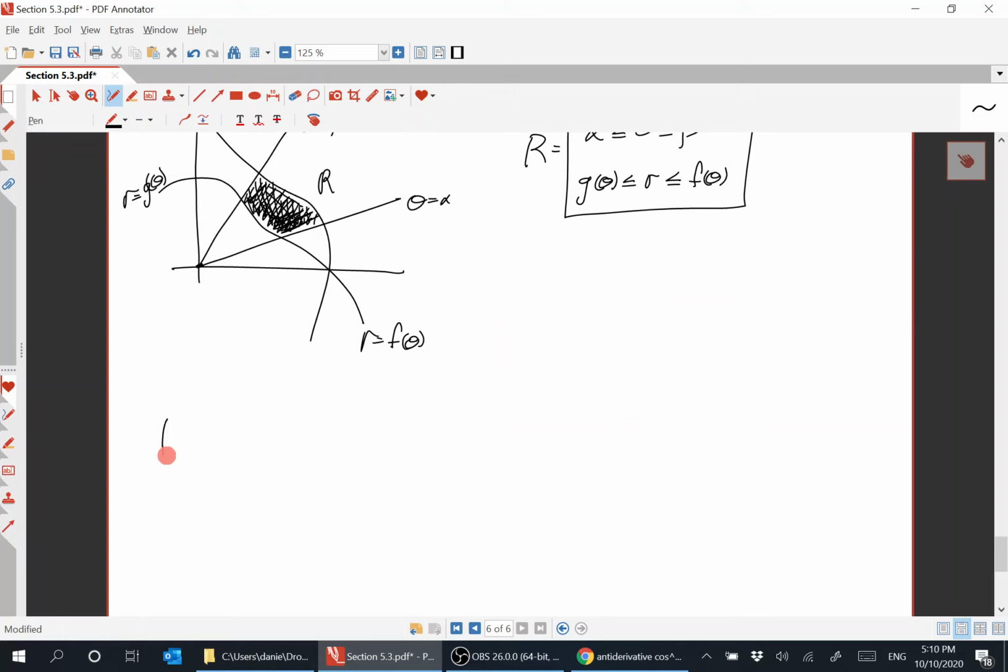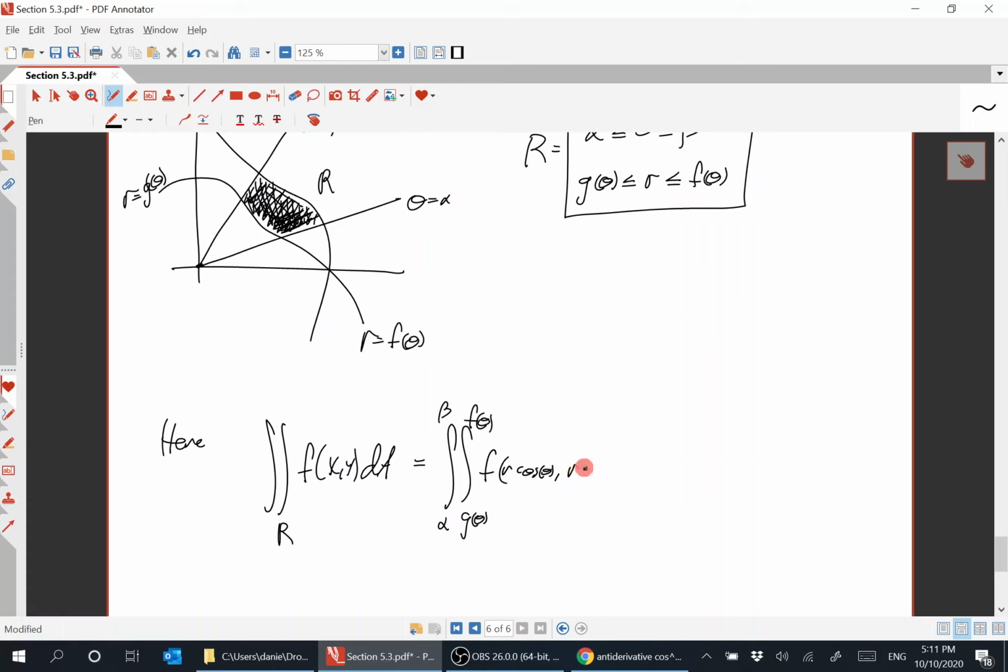So now, if you have some function f of x, y, dA over this region R, you can calculate it in terms of polar coordinates as the iterated integral from alpha to beta, and from g of theta to f of theta, of f of r cosine theta, r sine theta for x and y, and then it's r dr d theta. So it has to be dr d theta. You can't flip those around. With the basic polar rectangle, you can, because they're both constants.